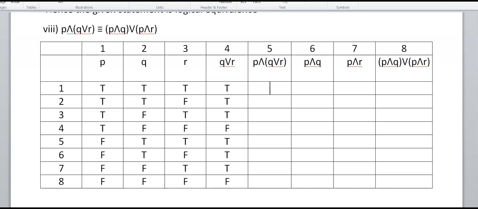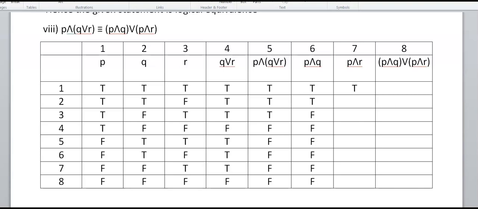Now P and Q or R. Now in between the AND, the first is T, T, T, F. Again this is F, F, F, F. Now again P and Q. In P and Q, first both of them are true, so this is true. Next F is again F, F, F and F. All are F. Now P and R.